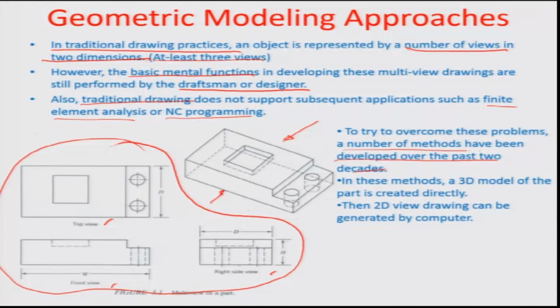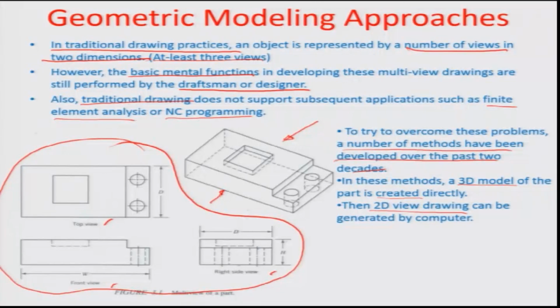So, to overcome these problems, a number of methods have been developed over, let us say, the last several decades. Such methods could typically mean a 3D model being created through coordinate meshing, or a 2D view of a drawing that can be generated by a computer, and we are going to look into some of those aspects.